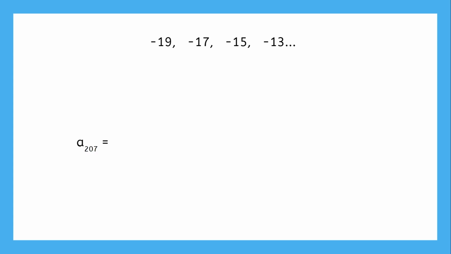Try this one yourself. Pause the video and see if you can figure out the explicit formula and then use it to find the 207th term. Let's see how you did.